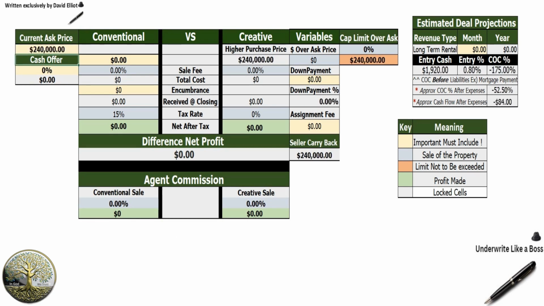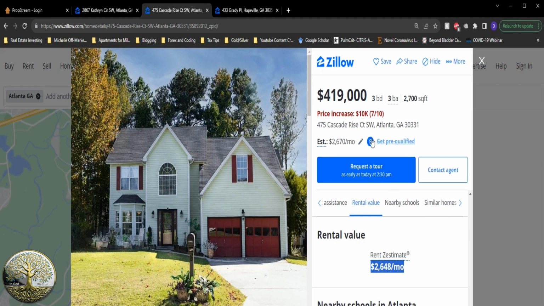Let me just verify real quick that that was indeed the purchase price. It was not.